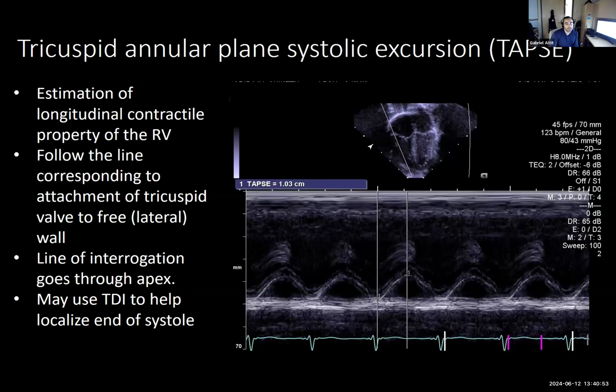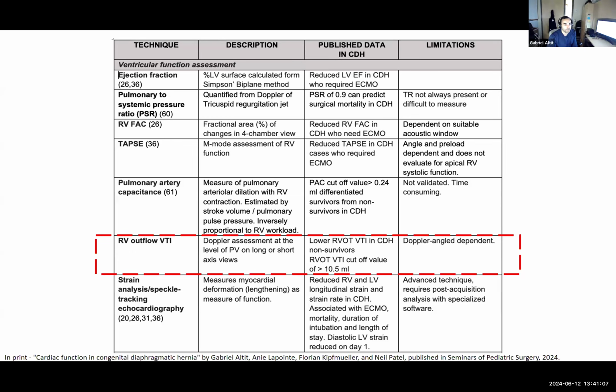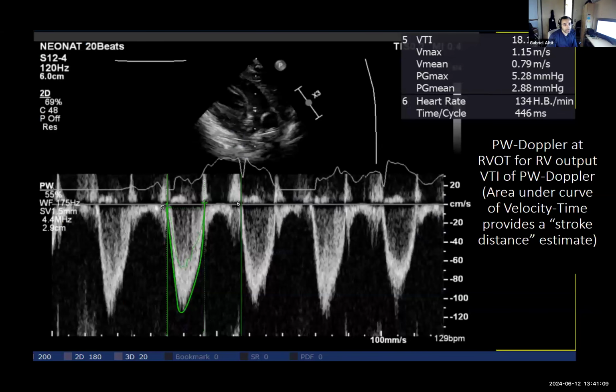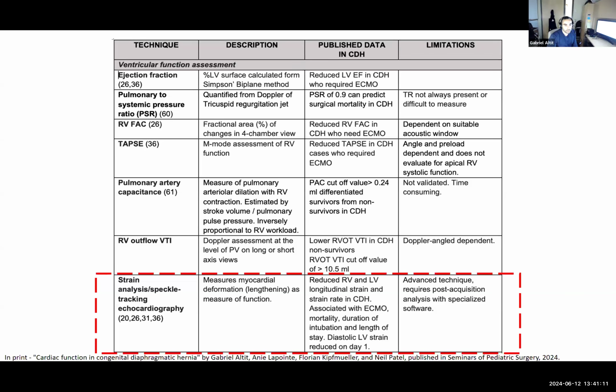And you can use the TAPSE, which is a good metric of the longitudinal function of your RV, measuring how the tricuspid valve is moving in systole as a surrogate for the longitudinal function of the right ventricle. And there have been normative values to quantify this function. We spoke about the output of the RV, so that's an example of the output.